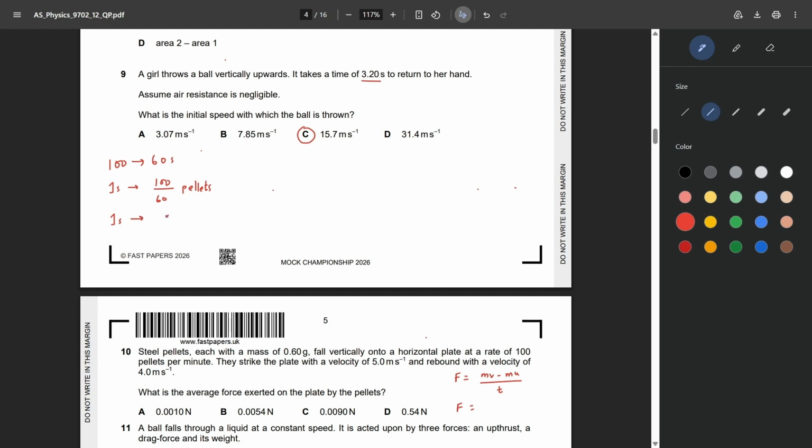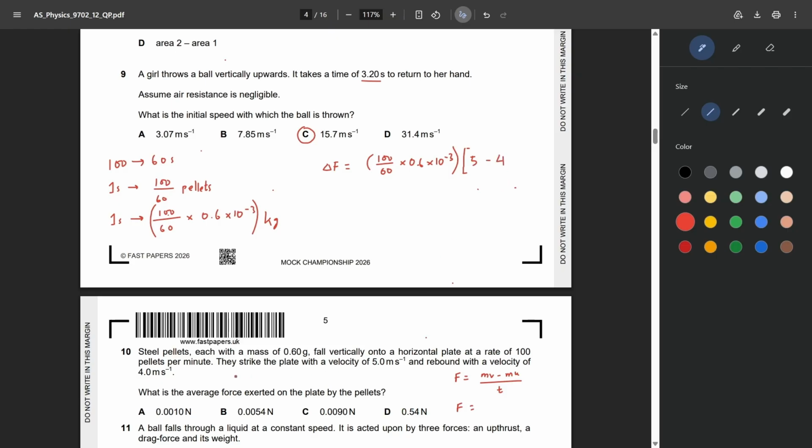That's in 1 second, we have 100 over 60 times 0.6, which is the mass of each pellet, times 10 to the power of minus 3 kg. This is the amount of mass that drops on the plate per second. So the average force would be the mass, which is 100 over 60 times 0.6 times 10 to the power of minus 3, times the change in velocity, which is 5 meters per second minus 4 meters per second.